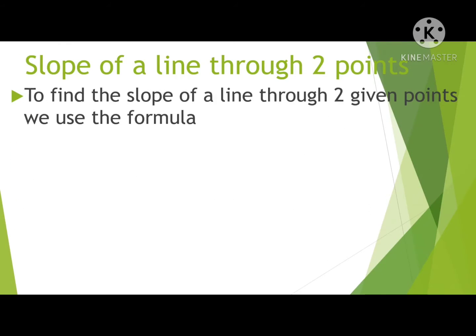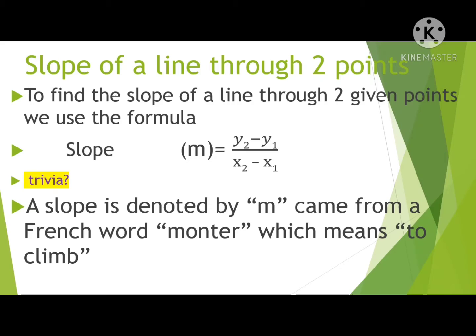To find the slope of a line through two given points, we will use the formula: slope, denoted by small letter m, equals y sub 2 minus y sub 1 over x sub 2 minus x sub 1. Let us have some short trivia. The slope denoted by m came from a French word monter, which means to climb. Kaya pala siya denoted by m, ibig sabihin pala nun ay monter. But still, there are arguments pa din na yung iba na iniwala na ang ibig sabihin ng m ay monter. Yung iba naman ay naniniwala ito ay modules. You may search why slope is denoted by m for other information about the slope.